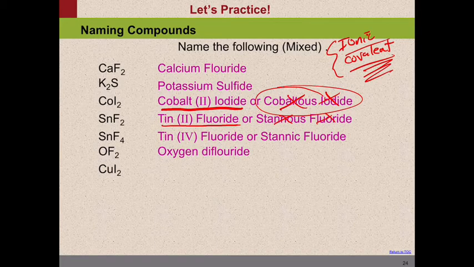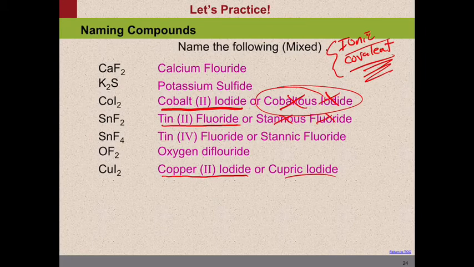Copper and iodine. Copper is a metal, so we're using ionic rules. Copper also has multiple oxidation states, so you need to spend a moment and figure out what the charge is on the copper. Once you have your answer, move the video forward. And it's copper-2 iodide, or old school name, cupric iodide. Again, another variation on copper, different oxidation state, different charge on the copper ion. This is copper-1 iodide.